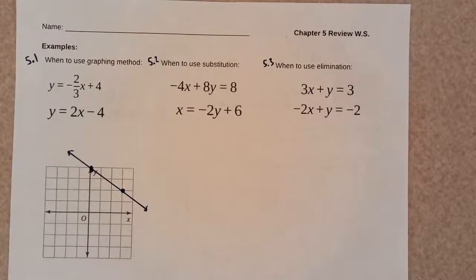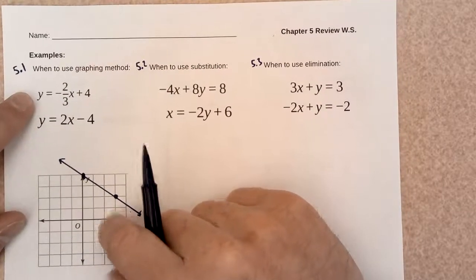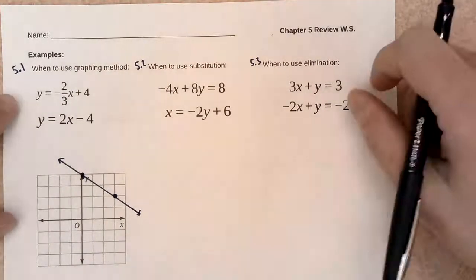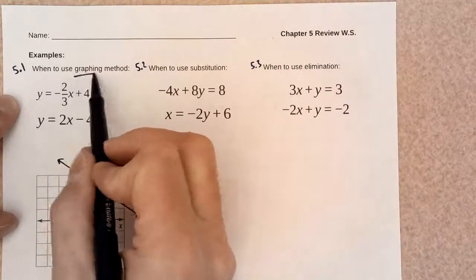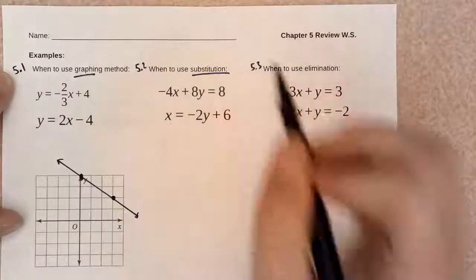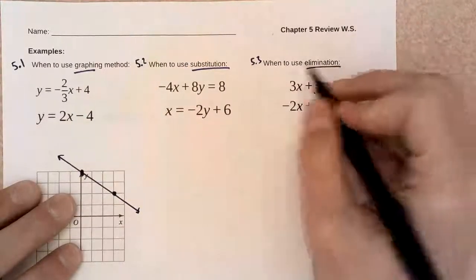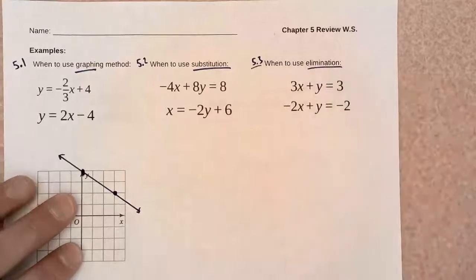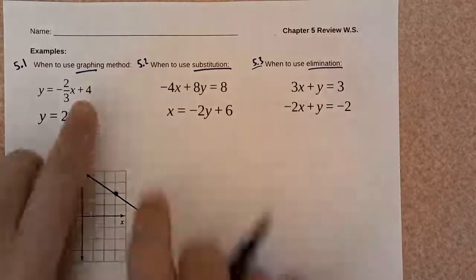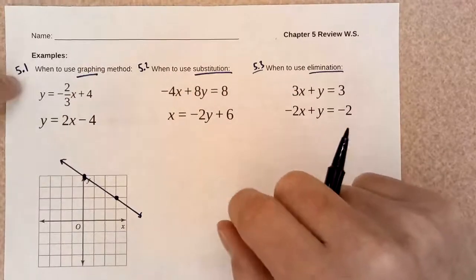Okay, team, here is our Chapter 5 review worksheet. In Chapter 5, we covered 3 different methods for solving systems of equations. We did the graphing method, which is 5.1, the substitution method, which is 5.2, and the elimination method, which is 5.3. Each of these methods works better depending on the type of system of equations that you have.